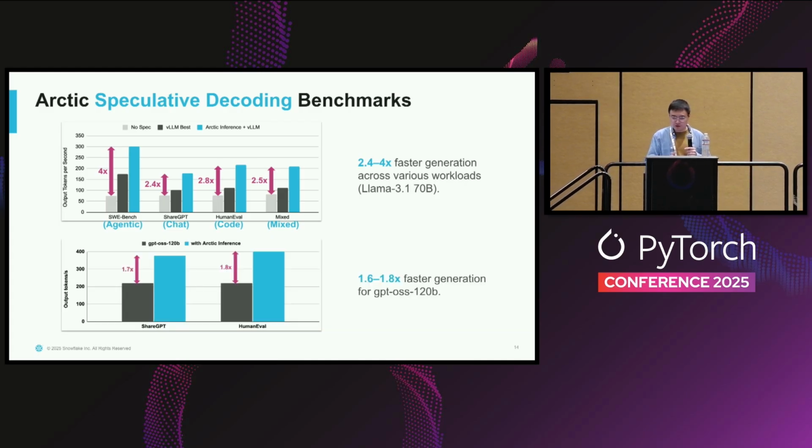We also trained speculative decoding models for the GPT OSS model, and we showed that even for these more recent models, we can achieve a 1.6 to 1.8x faster generation.